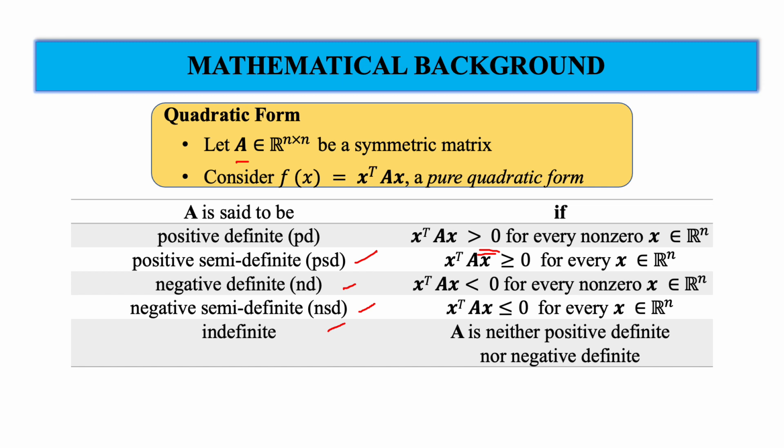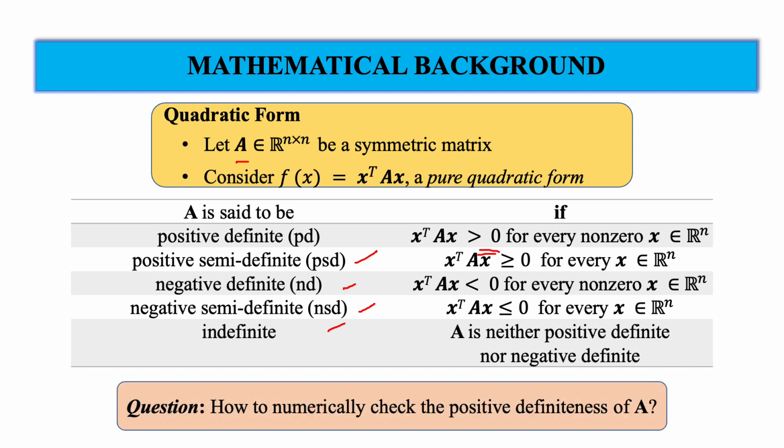Now the question is how do we check whether a matrix is positive definite, because this definition is very difficult to verify. It says that for every non-zero x in R^n, this should hold. So it is difficult to verify.